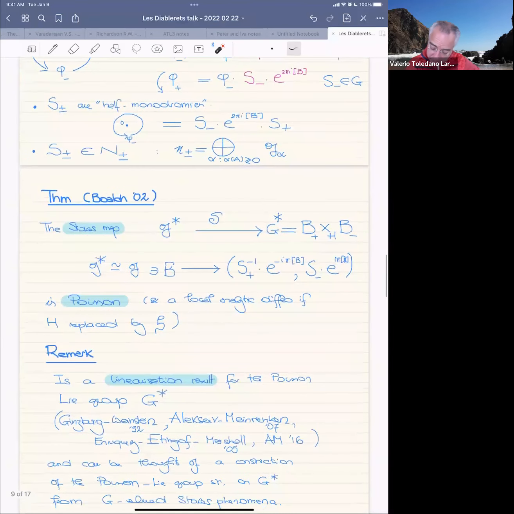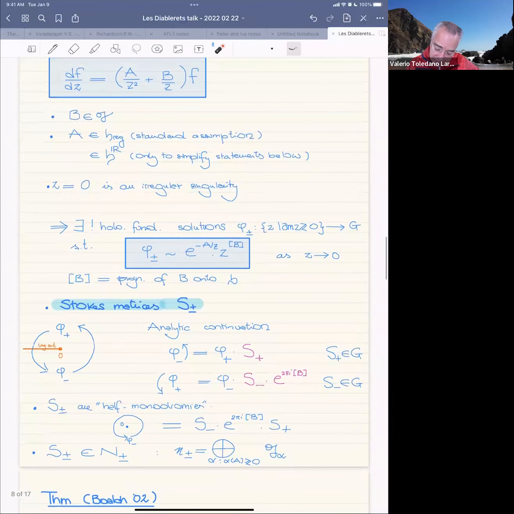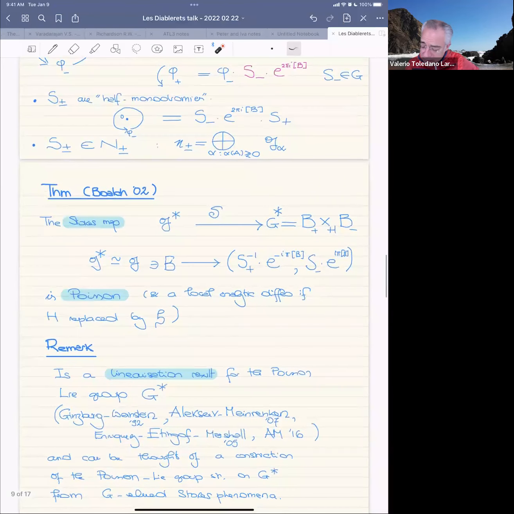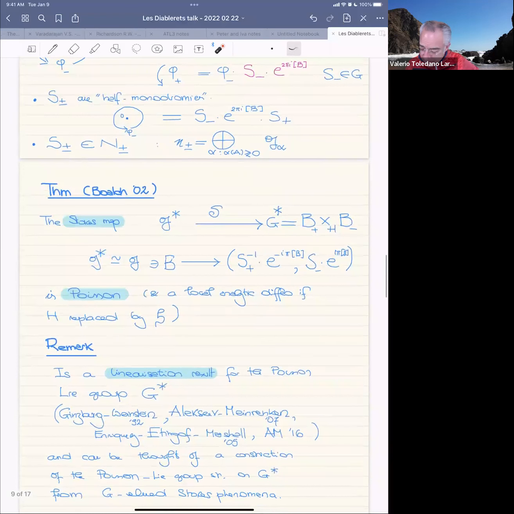So he assembles these Stokes matrices into a so-called Stokes map. So I'm going to identify G star with G, and then I'm going to take a B. That was my coefficient matrix here. And from B, I'm going to take essentially the Stokes matrices. I'm going to take S plus and S minus, but for various reasons, I'm going to take S plus inverse and then put half a phase factor here, and then S minus with the other half of the phase factor here.